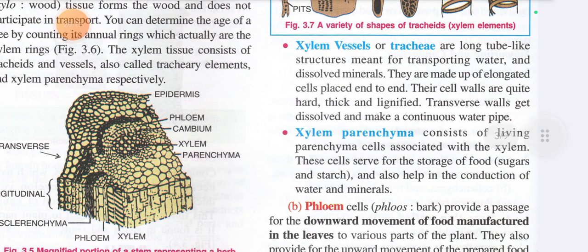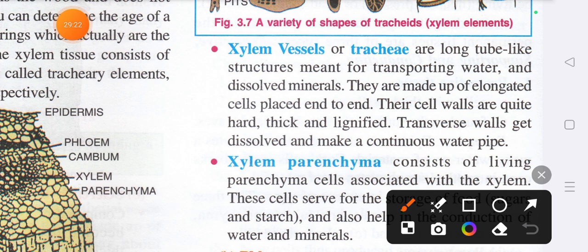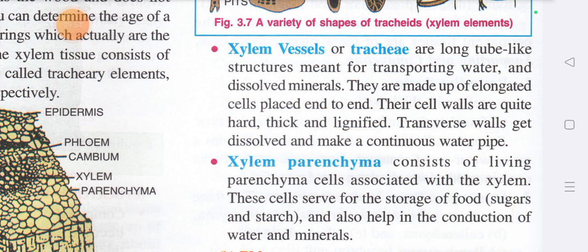Xylem vessels or trachea. Alright, xylem vessels or trachea are long tube-like structures meant for transporting water and dissolved minerals. They are made up of elongated cells placed end to end. Their cell walls are quite hard, thick and lignified. Whatever comes up about xylem, just write 2 important things: that their cell walls are thick and they are highly lignified. Transverse walls get dissolved and make a continuous water pipe.